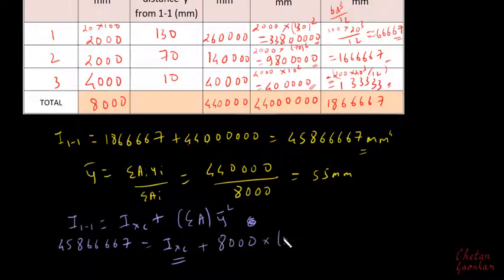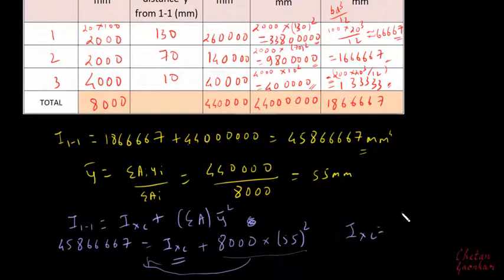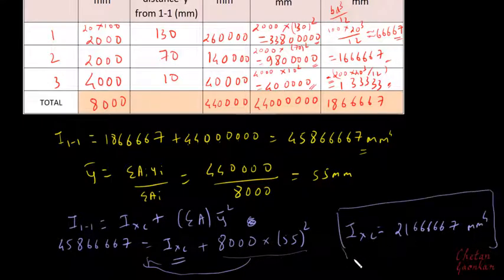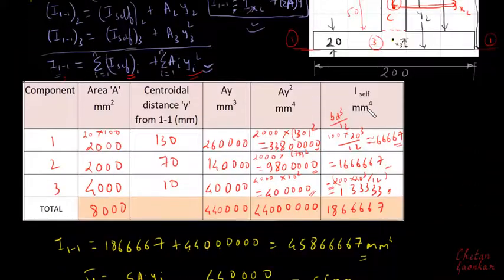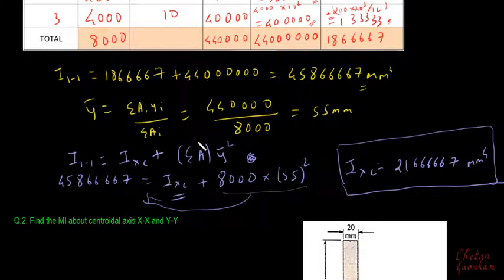Y bar is 55, so this is 55 square, and then if I take this term to this side, I will get Ixc as 21666667 mm raised to 4. So this is the moment of inertia about the centroidal axis of this I section. Fine. So this is how we can use the parallel axis theorem. We have used the parallel axis theorem at this point.